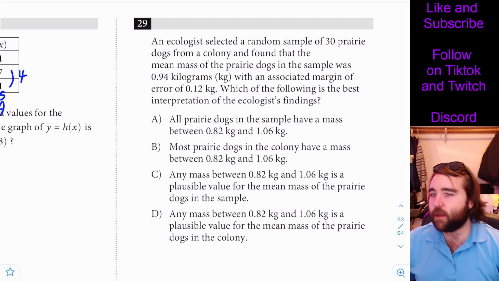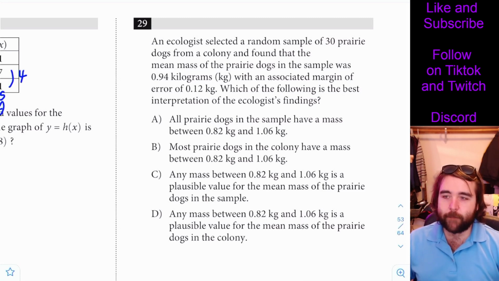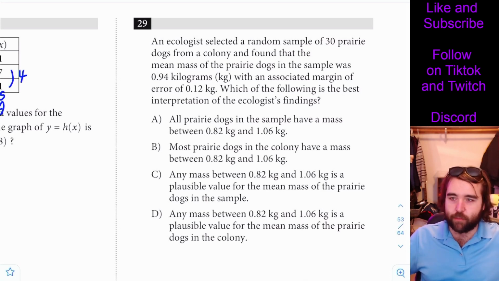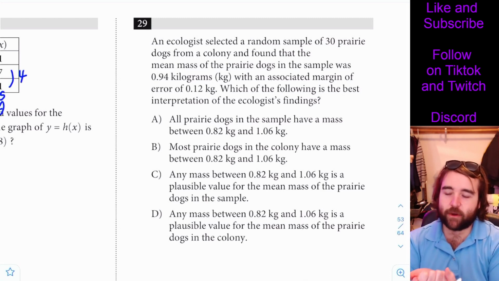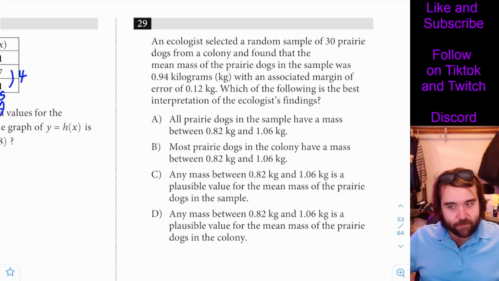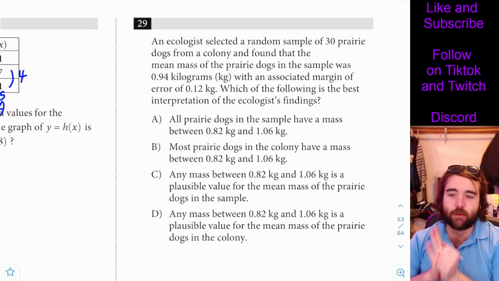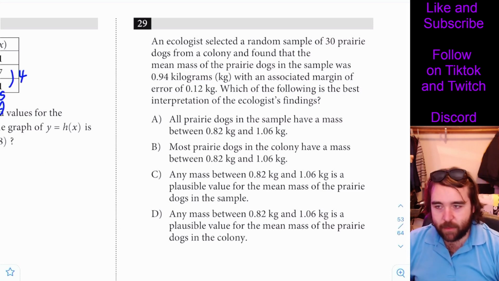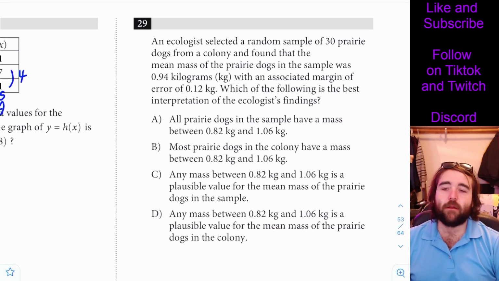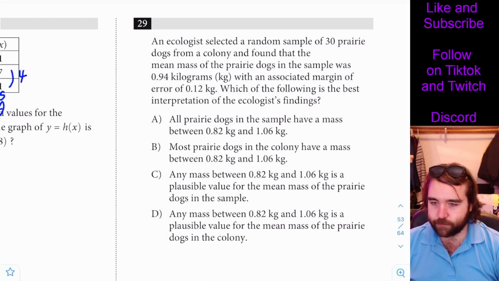I mean, this is not likely for this scenario, but it could be that half of the prairie dogs weighed 0.5, the other half weighed 1.5. And so that's why they're getting their average of about 1. But in reality, none of them are actually close to that value. They're all far away from that value. That's a possibility when you take a sample. So we can't be making any guarantees like A and B. All we can be saying is that the mean is between those values.